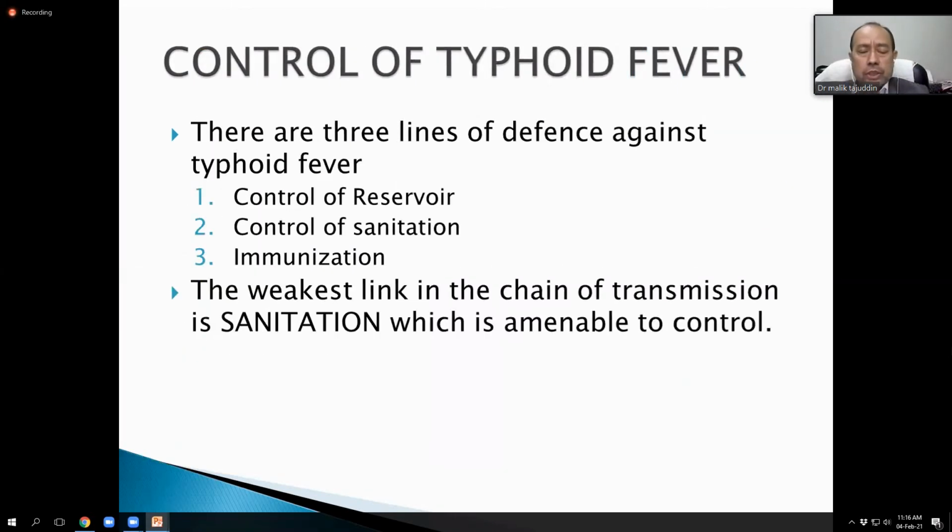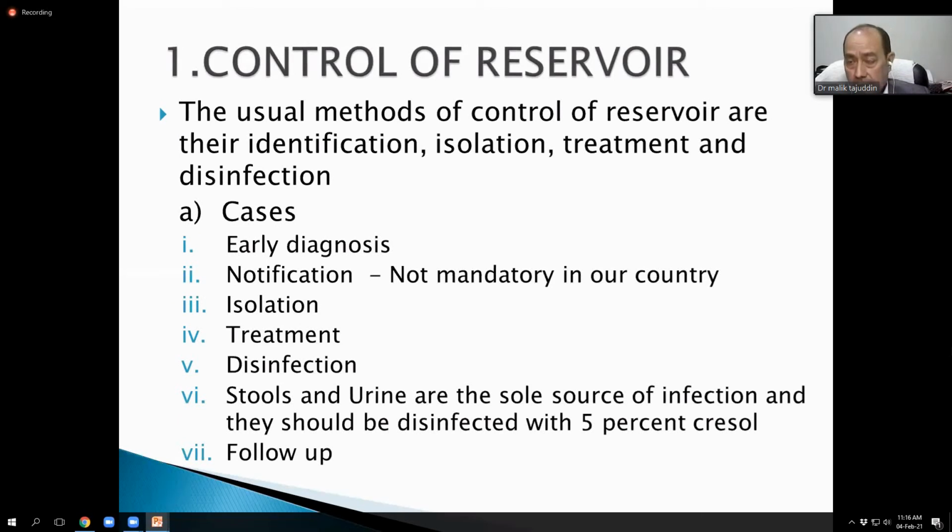So if you want to control typhoid, the same strategies apply: we should control the reservoir, and we should control the transporting channel, which is the water most of the time, and the food most of the time. So better sanitation, and as the typhoid vaccine is available now, we can immunize against typhoid. So the weakest link in the chain of transmission of typhoid is the sanitation. If we control our sanitation, and our feces and urine do not cross the sanitation pipelines and do not enter the water supply pipelines, there should be a smaller number of cases. This is the main reason that we are having more cases and more disease incidences. The usual method of control of reservoir is again identification, isolation, treatment, and disinfection.